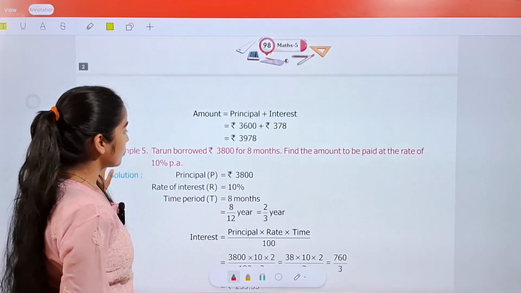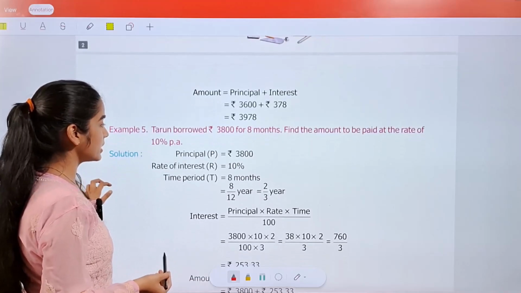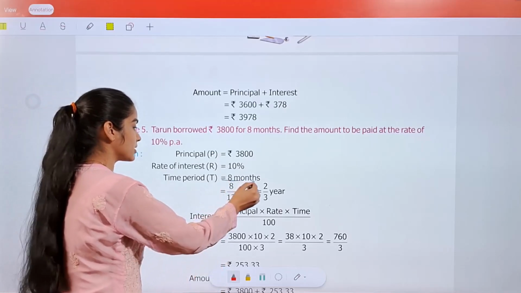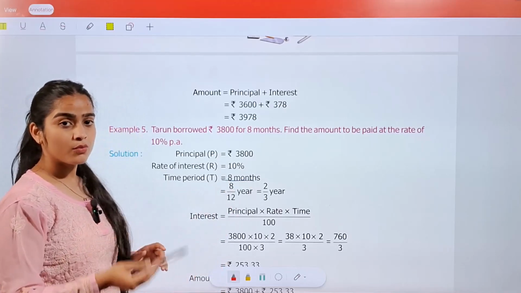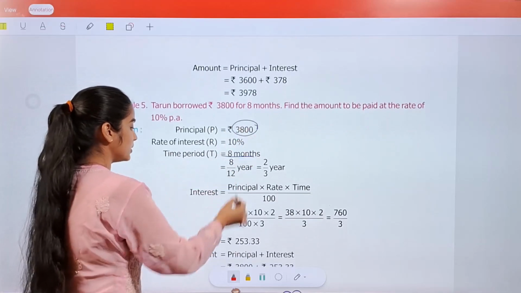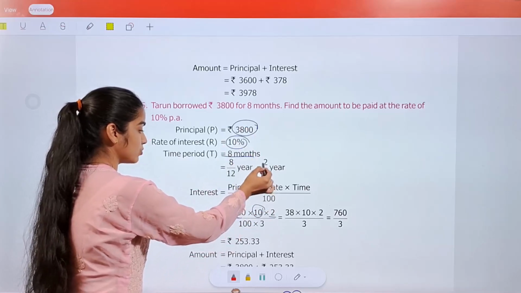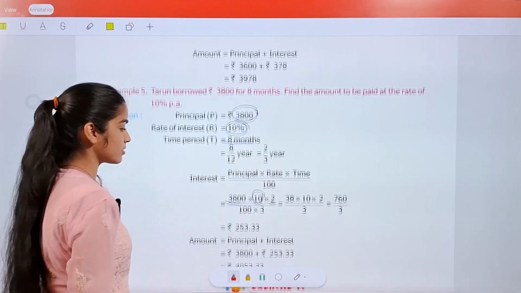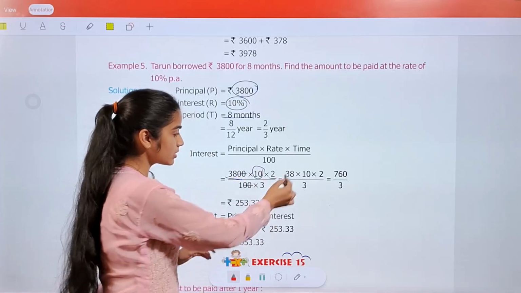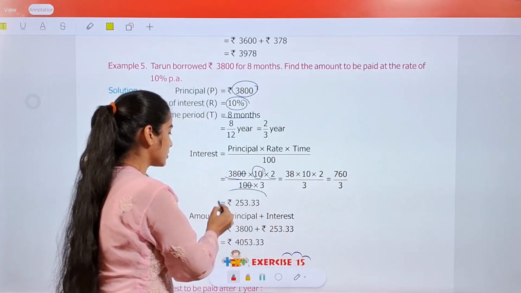Next we have: Tarun borrowed 3,800 for 8 months. Find the amount to be paid at the rate of 10% per annum. Per annum means for the whole year, but what time has been given to us? 8 months. So what do we have to do? First we have to convert the months into years and then solve it. So this is your principal, rate of interest, time 2 by 3. So 2 is here and 3 will be with the 100 as the denominator. So here 2 zeros cancel out with 2 zeros. 38 multiplied by 10 is 380. Multiplied by 2 is 760 divided by 3. This is your final answer.